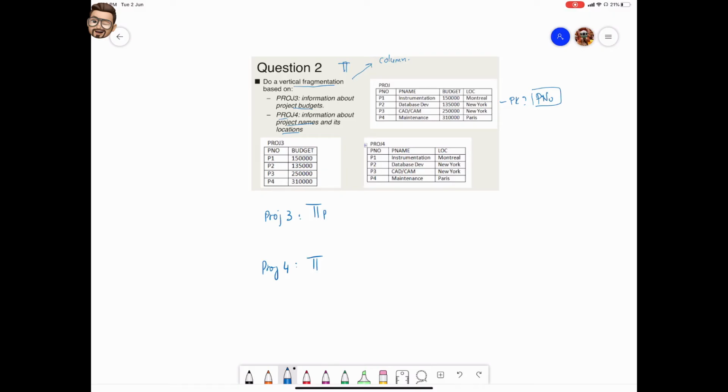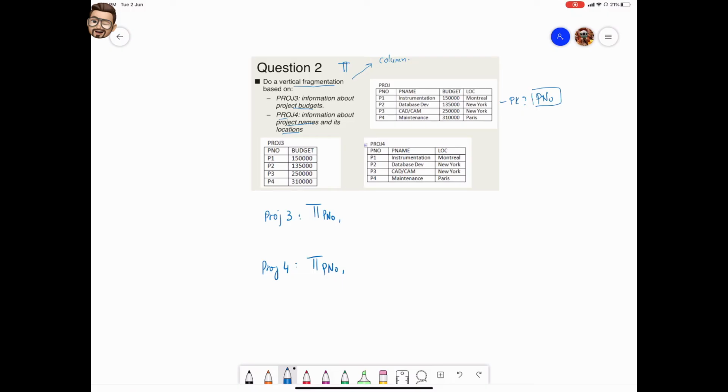Okay, and the first one, put the primary key, project number, P number. So the primary key must be in all of the fragments. After this, I will show you why we need the primary key in all of the fragments. So the first one, project 3, information about budget.